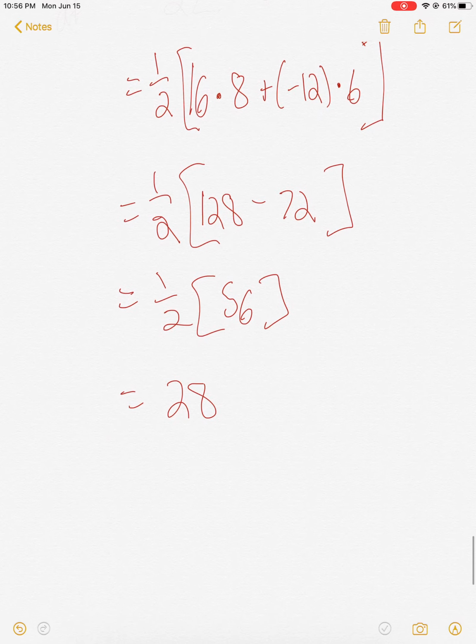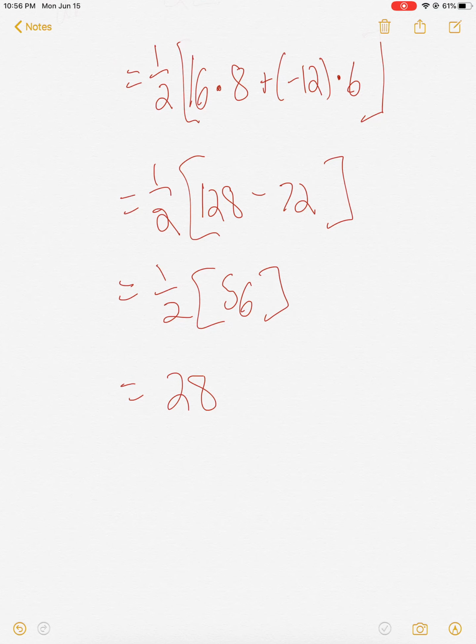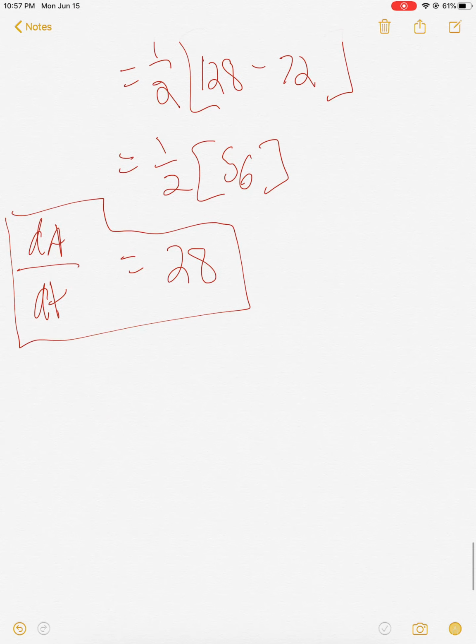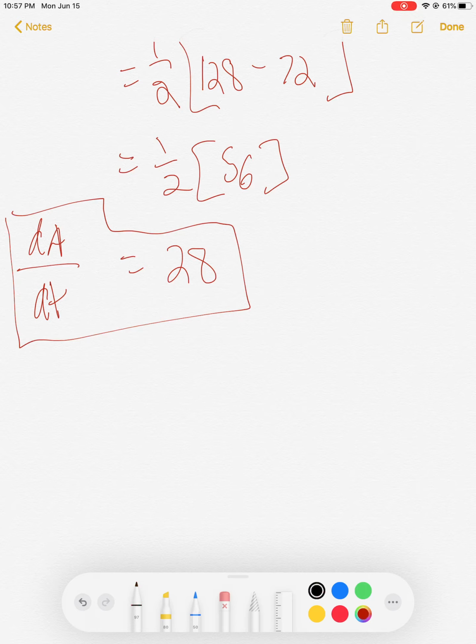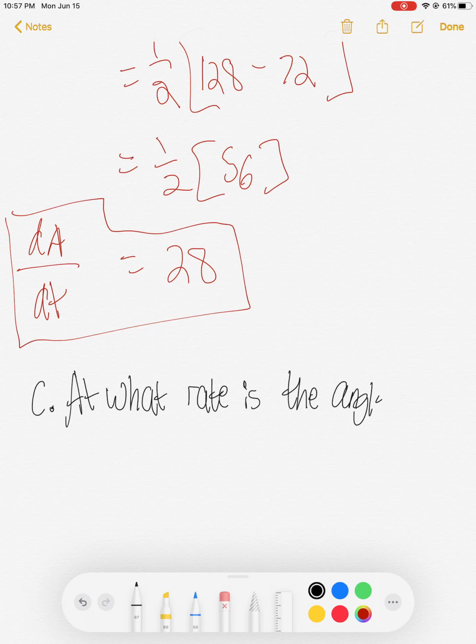And hang on a minute. What happened? I accidentally slid to the top. Change in area. Okay. All right. So that gives us our second problem. So this is dA dt.